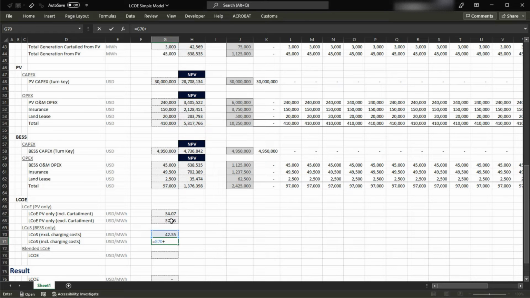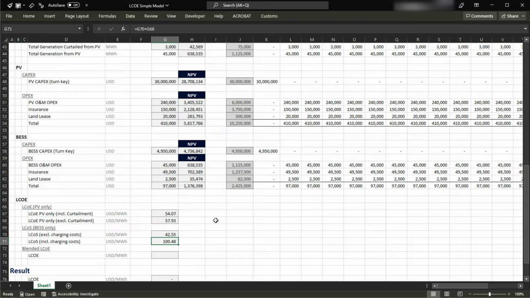Then you can decide which one you're going to use, but most likely you're going to use the cost including the curtailment, because that's the reality. You will have curtailment anyway, right? And then you would get, let me just paste here, $100.48. But this is not correct.